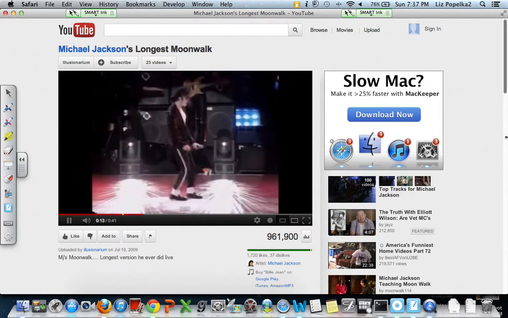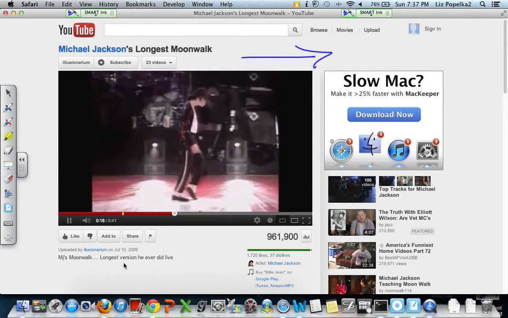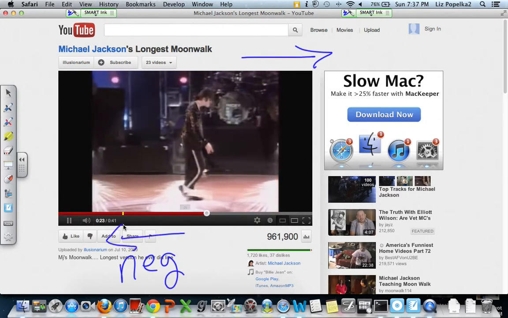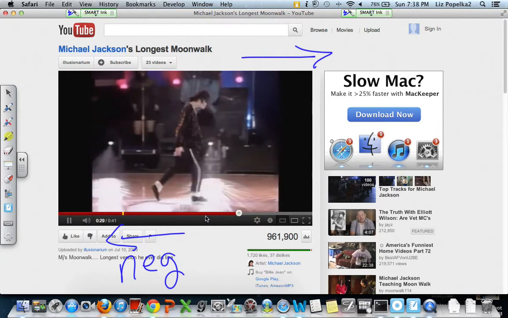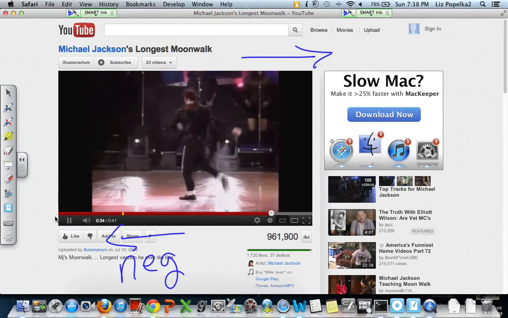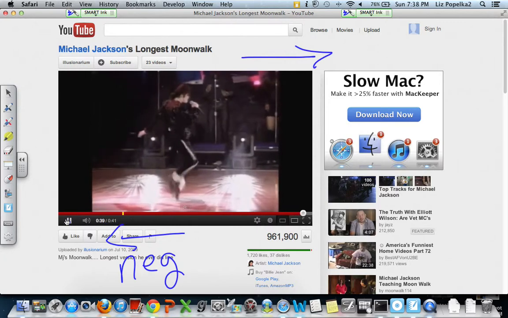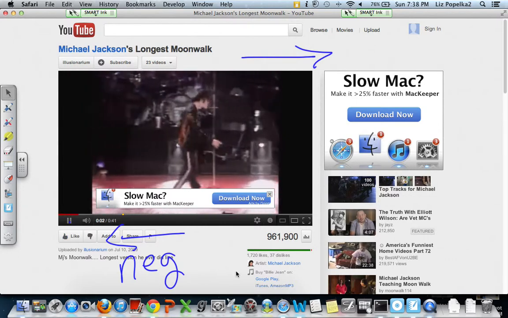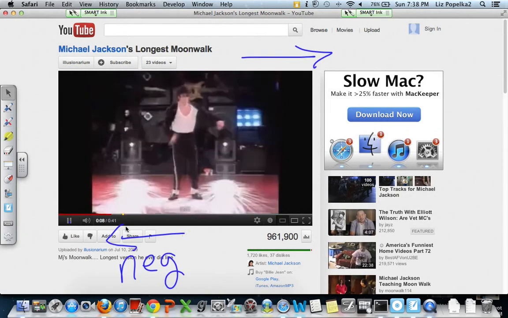So right now, the video is playing forward, but Michael Jackson is going in a negative direction because the moonwalk means you're going backwards. So when I'm playing the video forward, he's going in a negative direction. Well, what would happen if I were to take this video of him going in the negative direction and play it in reverse? Well, let's find out. Okay, so one more time. We're playing the video forward. He is going in a negative direction.